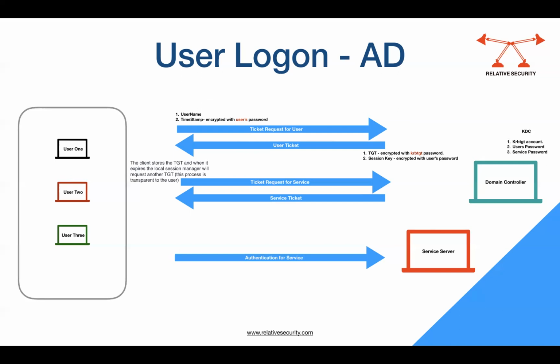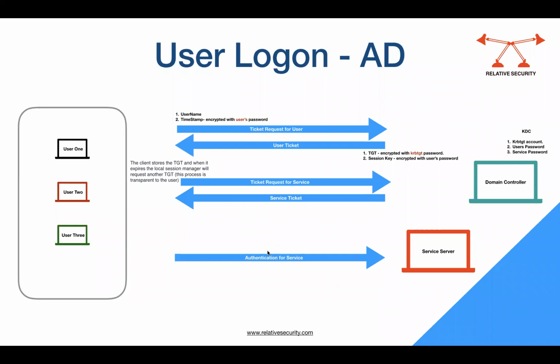Along with that, the domain controller is going to create a temporary session key. And the temporary session key is going to be encrypted using the user's password or the user's long-term key. When this reaches the user, the user is going to store that TGT in its local cache, and it can request another TGT whenever this TGT expires, because TGT will have a limited time to live.